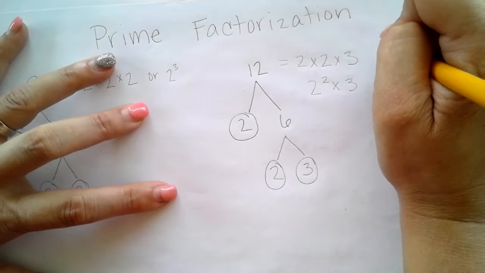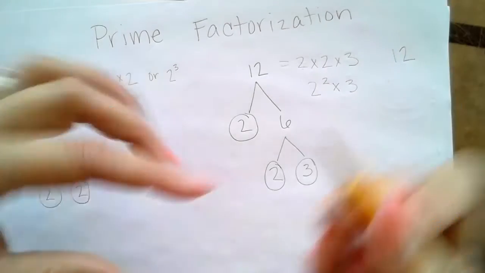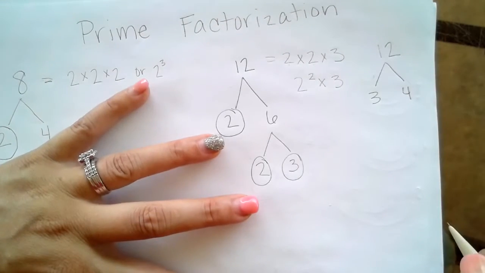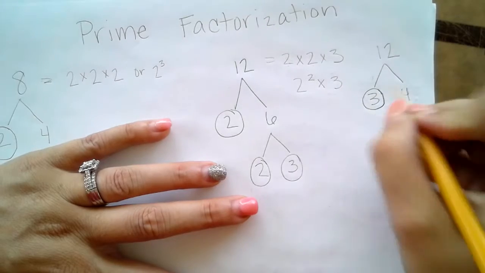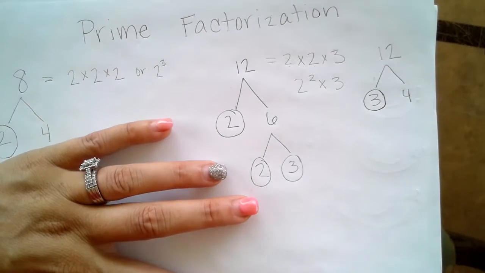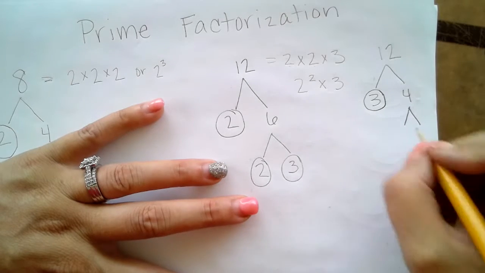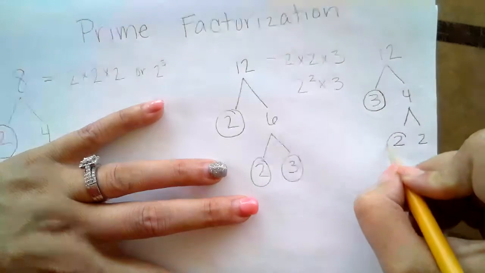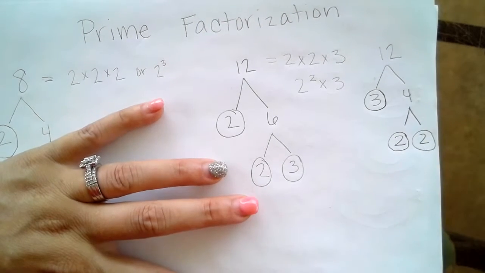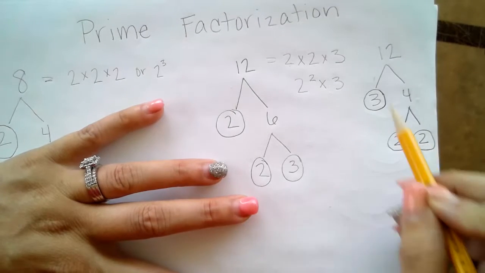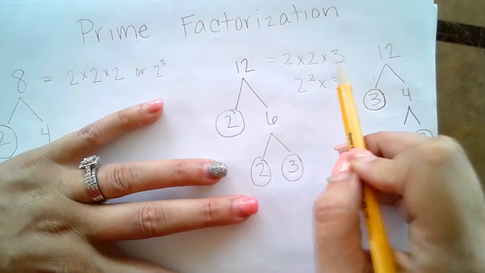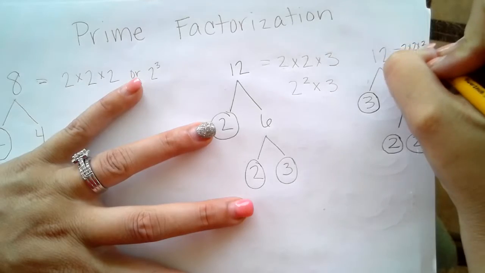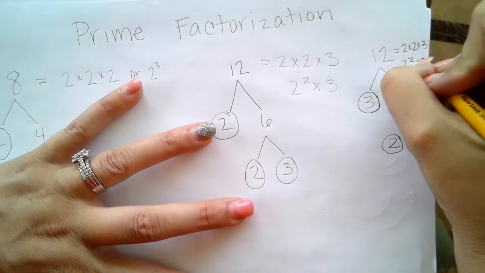Let's do 12 again, and I want to go a different way. What if I start out and I say 3 times 4 is 12? Okay? 3 is still prime because nothing will go into it other than itself and 1. And 4, well, 2 times 2 is 4. And nothing will go into 2 other than itself and 1. So it's still 2 2's and a 3. So it still equals 2 times 2 times 3, or 2 to the 2nd power times 3.